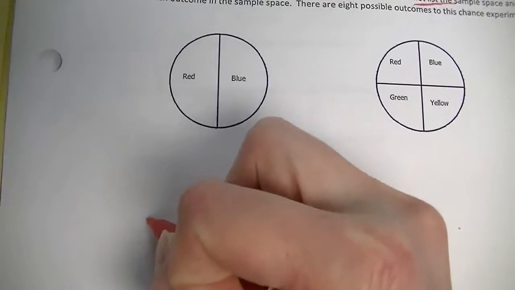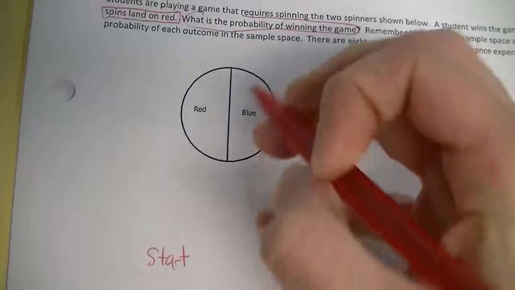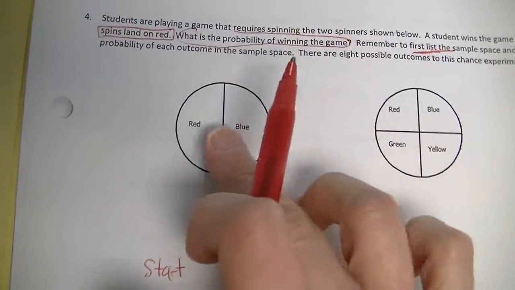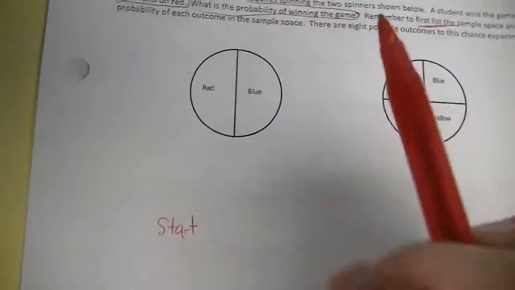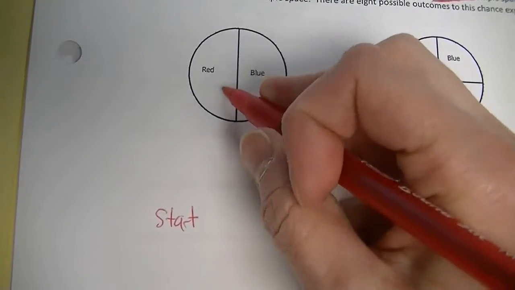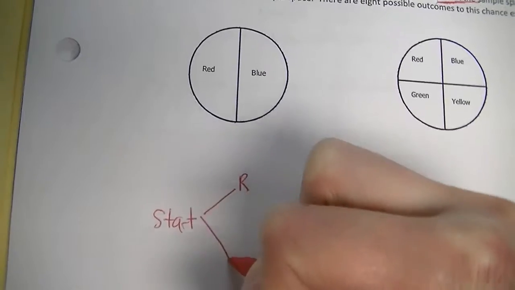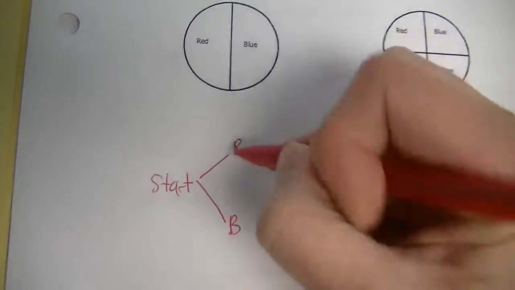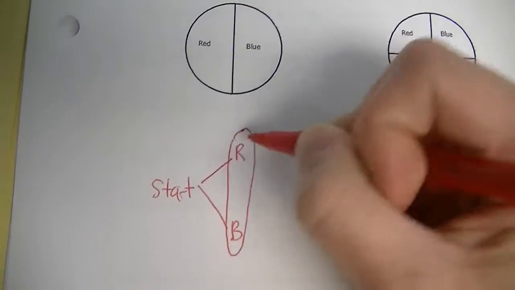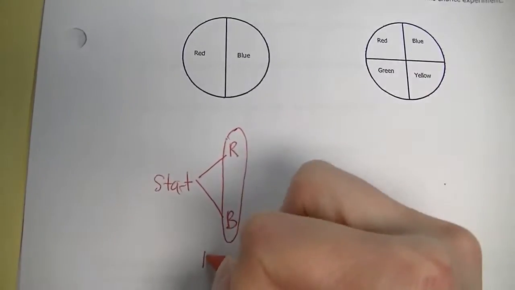I'm going to give myself some room, so I'm going to restart. Okay, so for this first one, because remember we spin each of these spinners 1 time each. So start, I can land on red or blue. I'm just going to abbreviate. You can write it out if you're bored. Okay, red or blue, and that would be that first spinner.